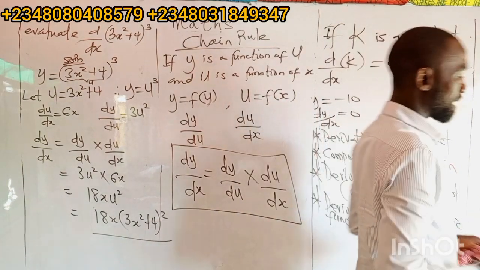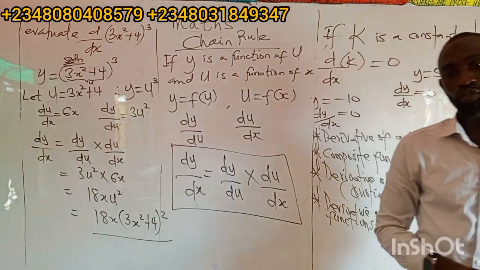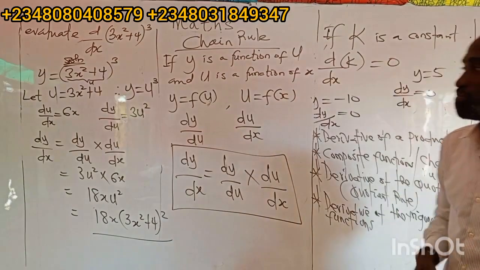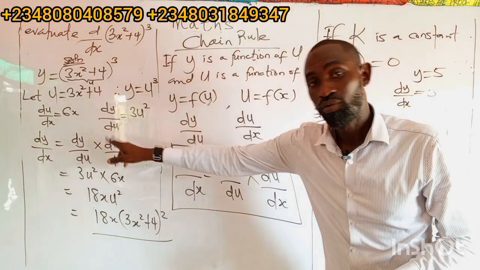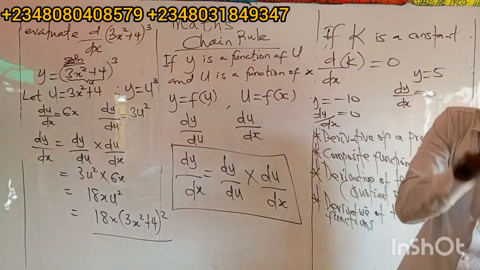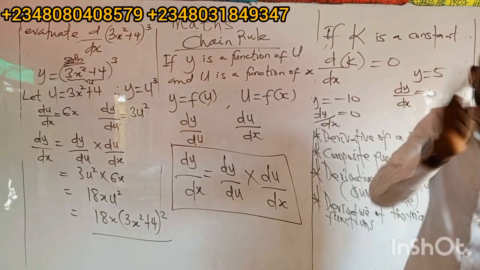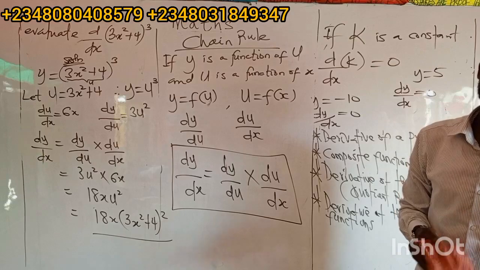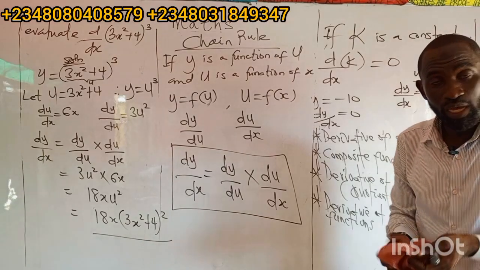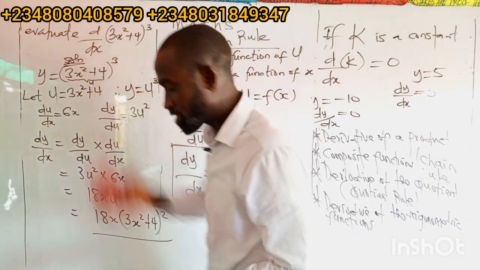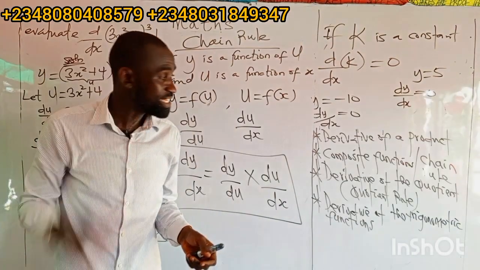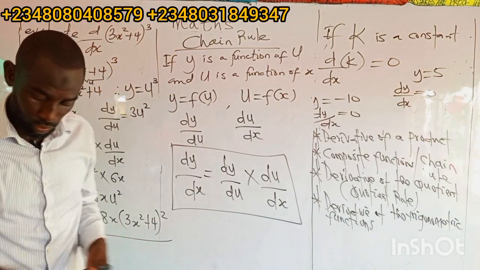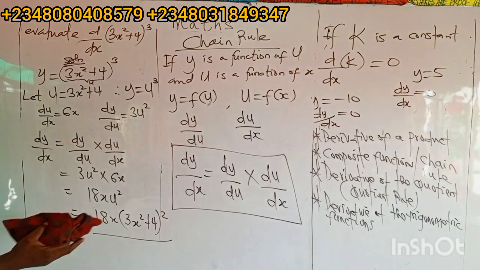But let me give you the shortcut. If you are writing JAMB, don't use this formula, use the shortcut. For theory, use the normal formula, but for JAMB, use the shortcut because JAMB is objective. Are you with me now? Very interesting. Let's go for the shortcut of the chain rule.